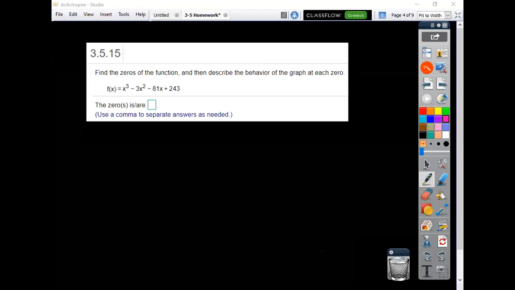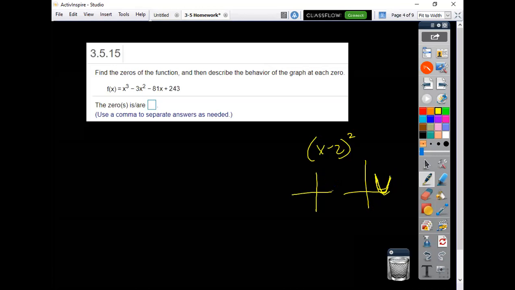3.5.15. Find the zeros of the function and then describe the behavior of the graph at each zero. So if we have a double zero or multiplicity 2, that means like if you had something like x minus 2 squared, when you're there, it bounces off the graph like a parabola.